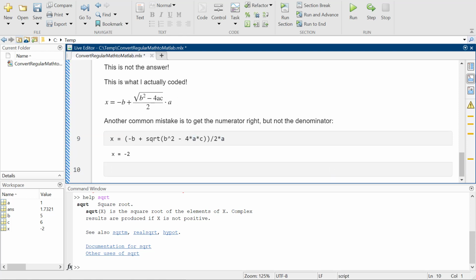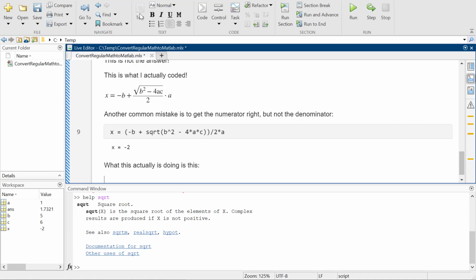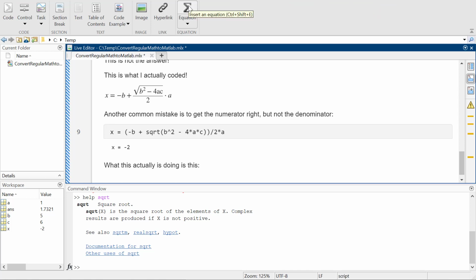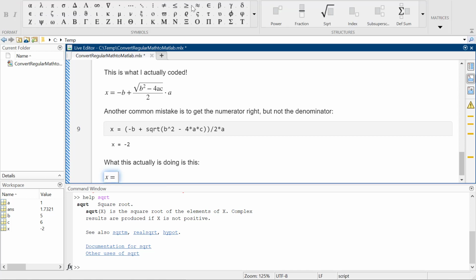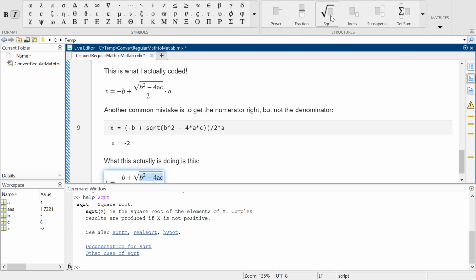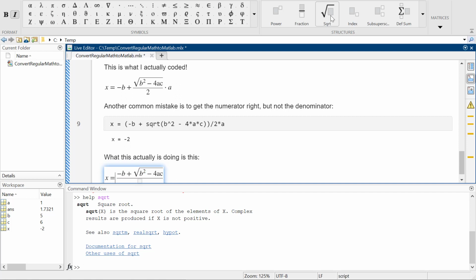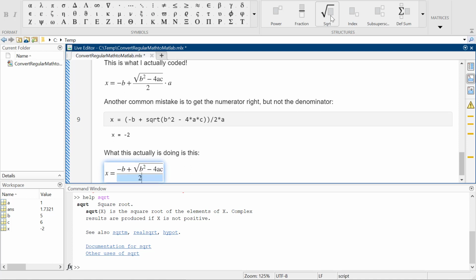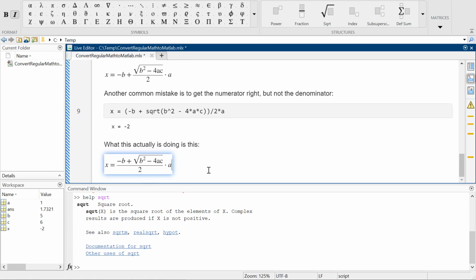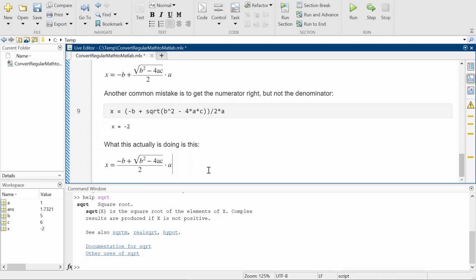But what this really is doing is the x is equal to, it's doing the numerator right, so negative b plus the square root, b squared minus 4ac over 2, but then again, it's multiplying by a out front. Now you can't tell in this example, unfortunately, because I picked a as being equal to 1.